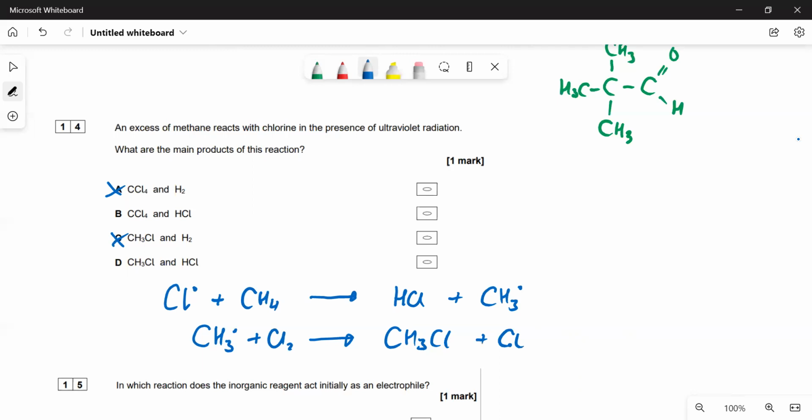Well, D is going to be the right one, because you've got loads of methane and not much chlorine, because the methane is in excess. You're not going to get multiple substitutions. All the chlorine is going to be used up, so you're only just going to get that. You're not going to be able to swap more hydrogens with chlorines. So that is the answer there. Of course, if you used excess chlorine, then the answer would be B.